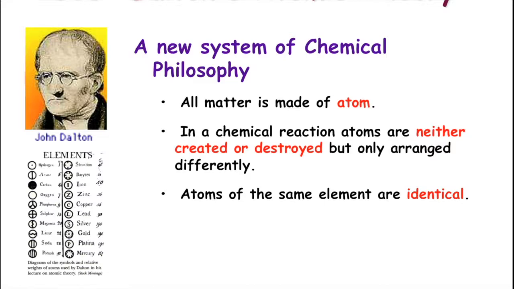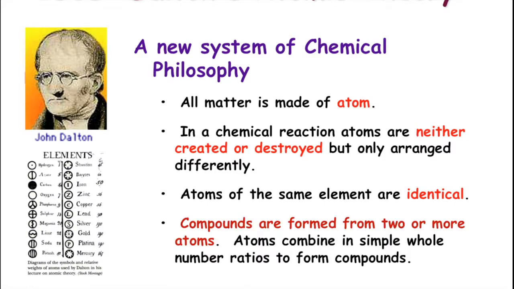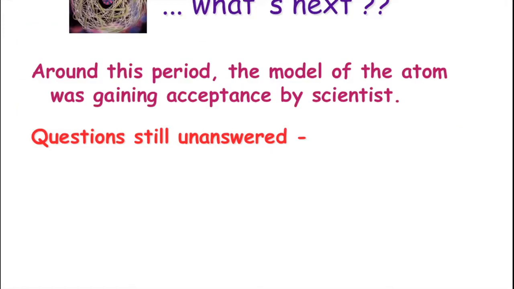Atoms of the same element are identical, that is, a hydrogen atom in water and a hydrogen atom in methane are identical. You can interchange them. Compounds are formed from 2 or more atoms in whole number ratios. This particular postulate is a combination of Proust's law and Dalton's law. So those were the postulates of the atom.